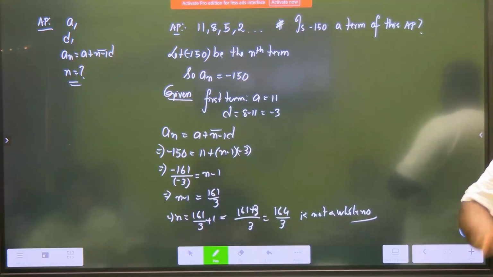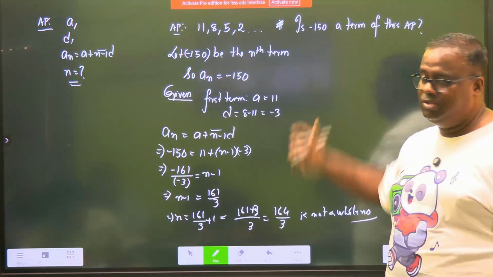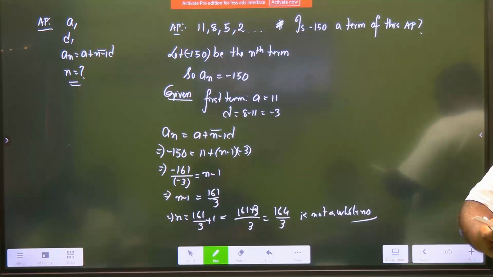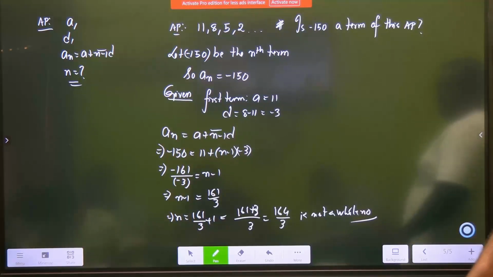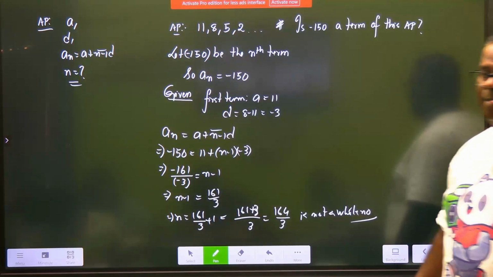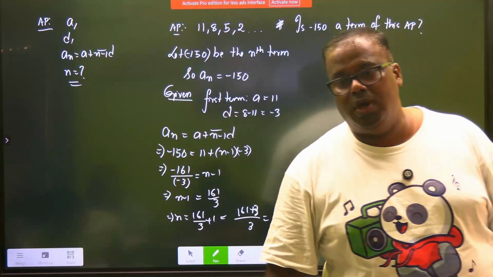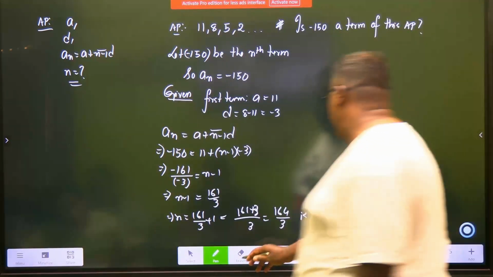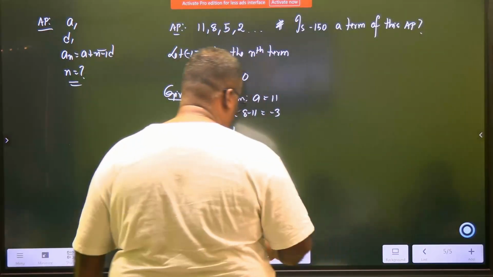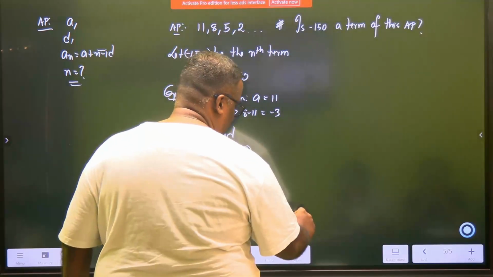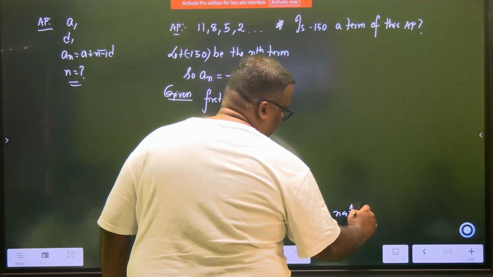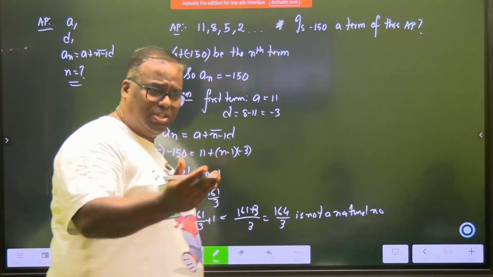Is the logic clear or not? If it was a part of this AP, it should have got a term number. And the term number always has to be a whole number. Whole numbers start from 1 onwards, 0 onwards. In fact, the best, instead of writing whole number, nobody can be 0. I would write here, is not a natural number. Because a term number has to be a natural number.